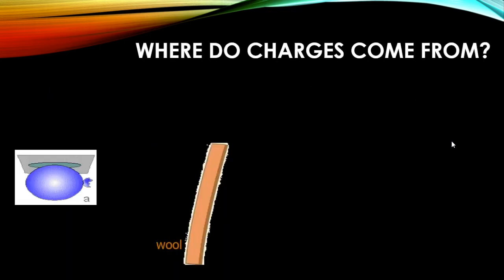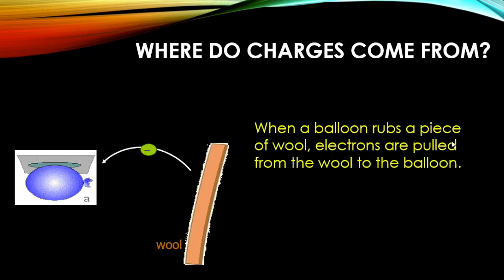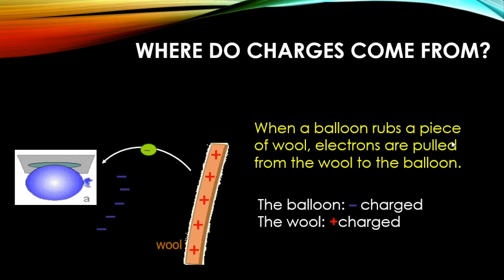Where do charges come from? That's a great question. So when a balloon rubs a piece of wool, electrons are going to be pulled from the wool to the balloon. We can see in our diagram on the left that these electrons are being transferred from the wool to the balloon. The balloon now is going to be negatively charged because it's acquiring all of these electrons. So the more electrons it has, the more negative it becomes. But the wool is losing these electrons. Because it's losing electrons, that means it's going to have less of them. The fewer negative charges it has is going to result in the wool becoming positively charged.